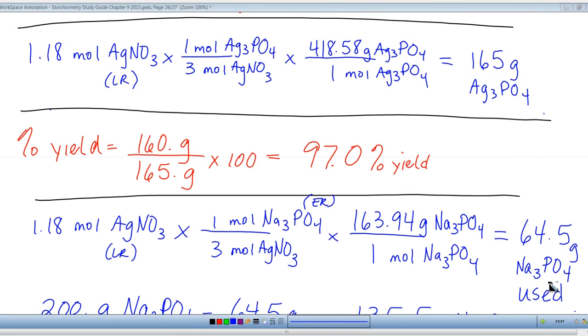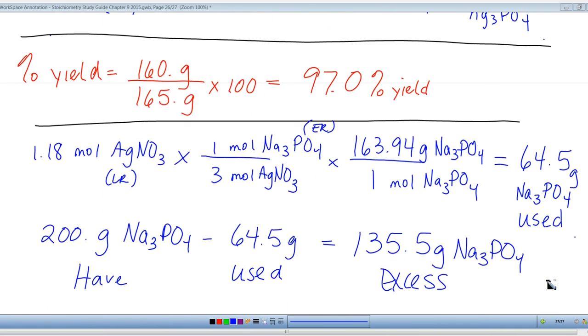64.5 grams of sodium phosphate is the amount that gets used or reacted, which then you can just subtract from the original amount that we had to get the amount excess or left over. You got enough sodium phosphate to run this thing like twice. But we run out of silver nitrate. 165.5 grams left over.